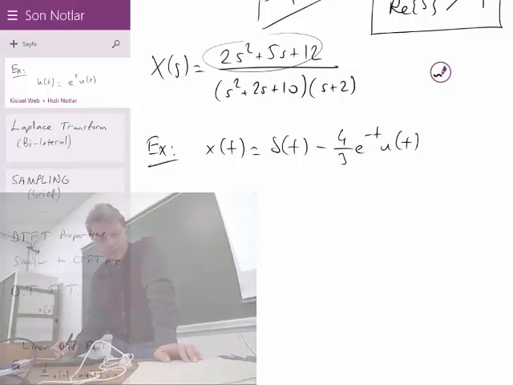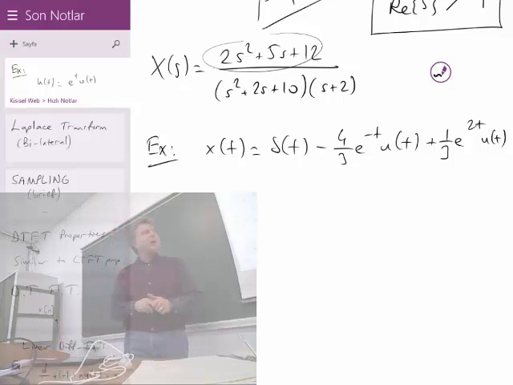The signal is delta t minus 4 over 3 e to the minus t u of t plus 1/3 e to the 2t u of t. Now, by the way, the last term spoils everything. As you see, it's an increasing exponential towards the right-hand side. So I expect that the region of convergence doesn't include the j omega axis. It's not a proper normal signal that we expect for the Fourier transform to exist. It doesn't exist for this one.